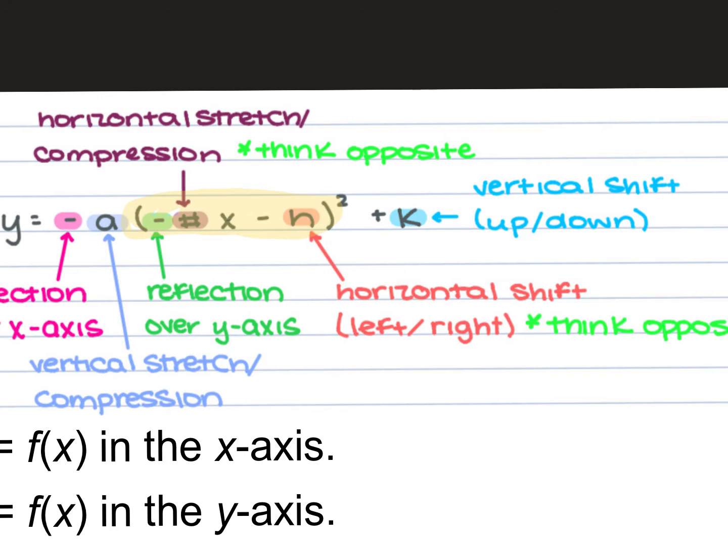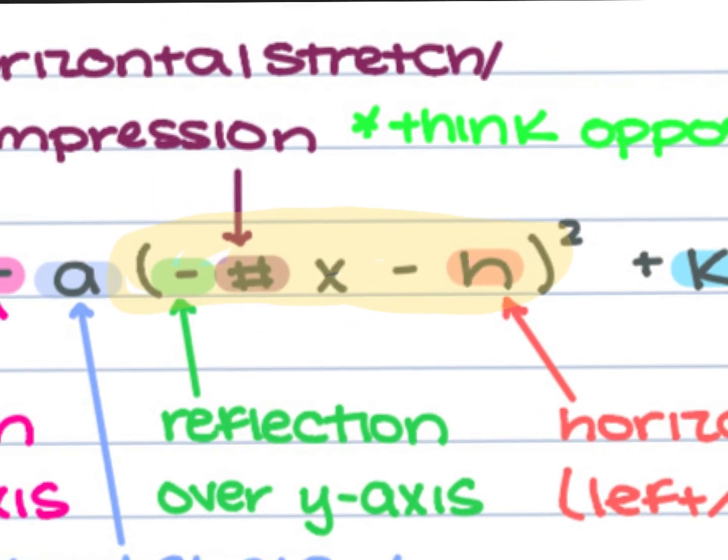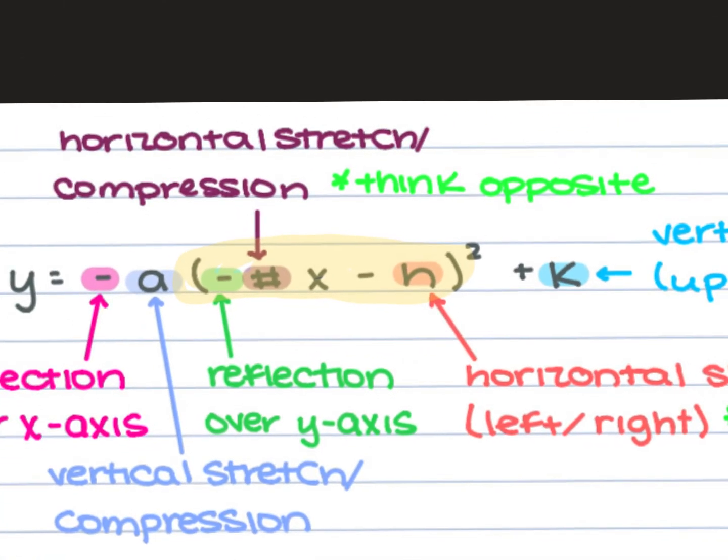So when we talk about horizontal stuff, anything on the inside, underneath the square root, inside parentheses, or inside absolute value, has to do with your x-axis, and it's generally the opposite of what we think. If I have a negative on the inside, you think it reflects over the x, but it really reflects over the y. If you have a number being multiplied to the inside, if the number is bigger than 1, you think it's a stretch, but it's really a horizontal compression. It's the opposite of what you think.